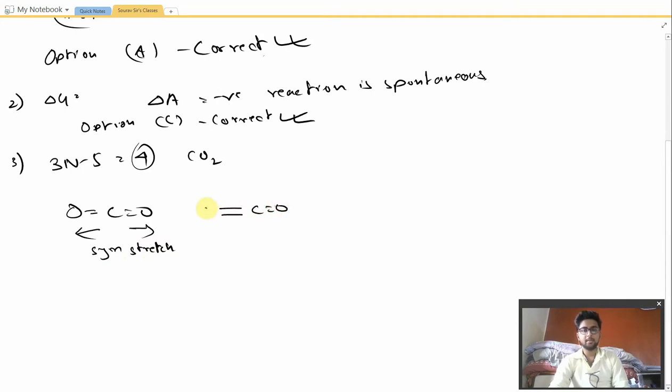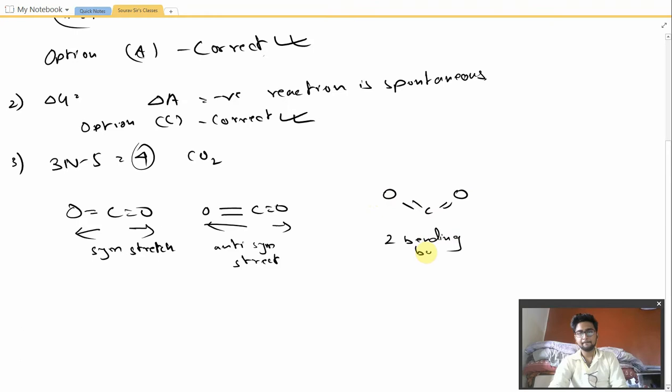This is the anti-symmetric stretch. Okay, and there are two bending modes having the same degenerate state. Two bending modes in the degenerate level.